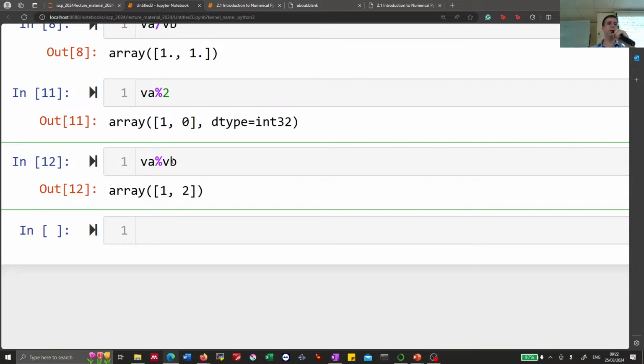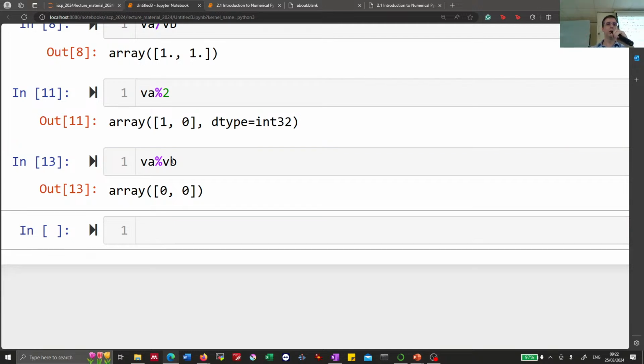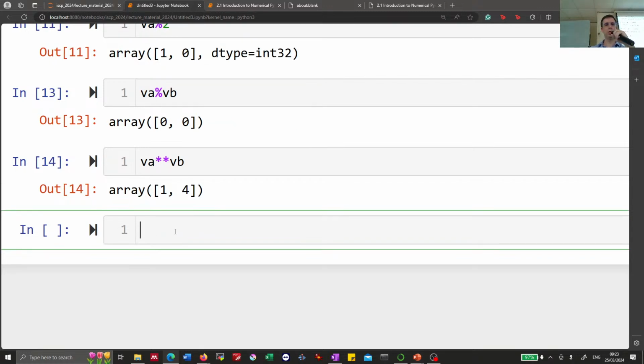VA remainder VB. We are at element-wise operations. So here we get 0 because VA equals VB. Okay, so what else? VA to the power of VB, does it work? It also works, okay? Again, these are element-wise operations. We have here now 1 to the power of 1 and 2 to the power of 2. Yes, very good.